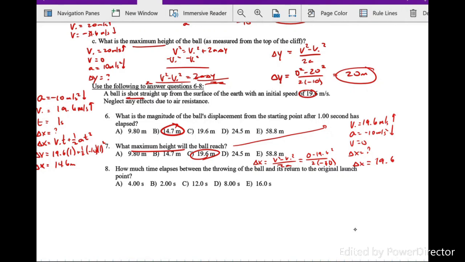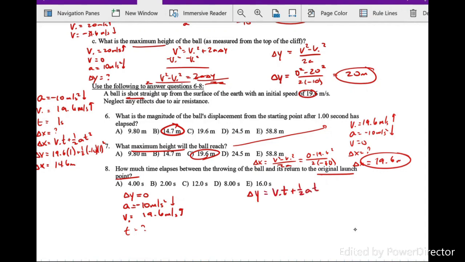Then we want to know the time that elapses between throwing the thing up and returning to its original launch point. So original launch point tells me that delta y is equal to 0. My acceleration is still 10 meters per second squared down, so it's negative. My initial velocity is still 19.6 meters per second up. I want to know the time. So we're going to use delta y equals v initial t plus 1/2 a t squared.